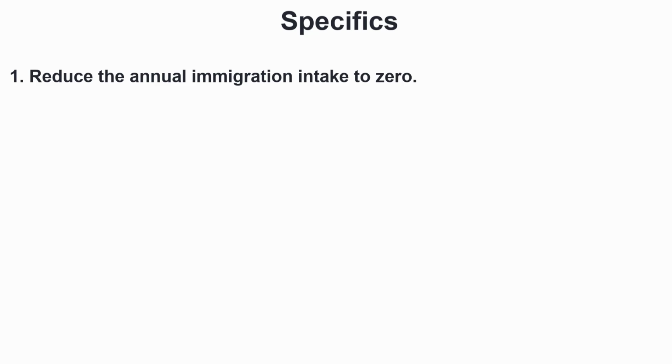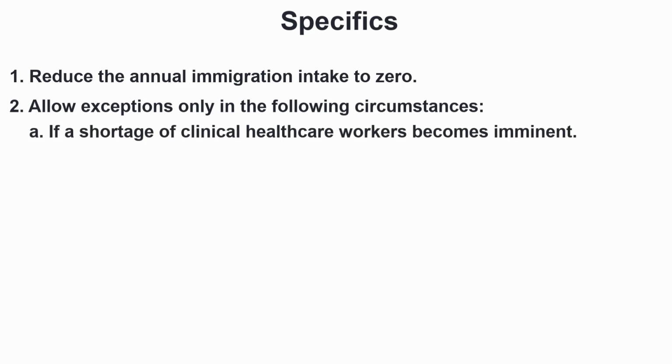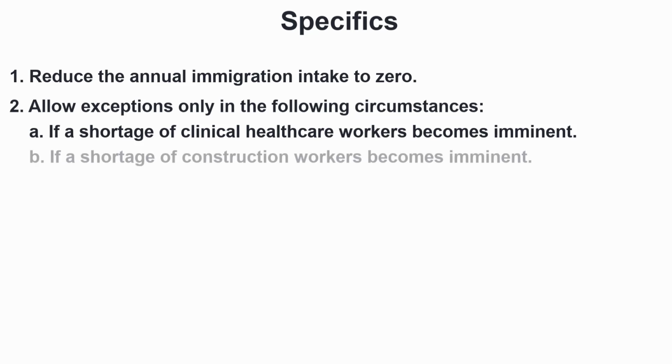First, reduce the annual immigration intake to 0. This is the largest possible reduction in immigration and will hence achieve the quickest possible solution of the housing crisis. However, I also propose several exceptions. Firstly, for clinical healthcare workers, as this is the only sector which is literally a matter of life and death for Australians. Secondly, for construction workers.